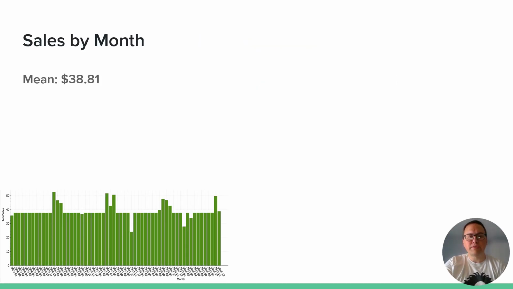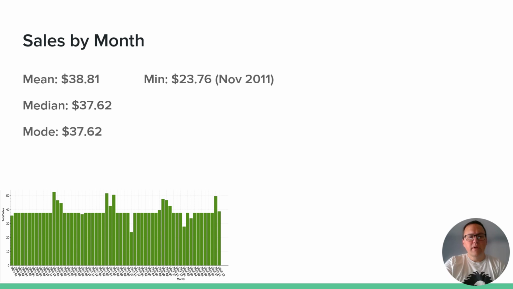Let's look at a few measures of central tendency. The average month of sales was $38.81. The median was $37.62, which also happened to be the mode. The worst month was November of 2011, where they made $23.76. And their best month was January of 2010, where they made $52.62.